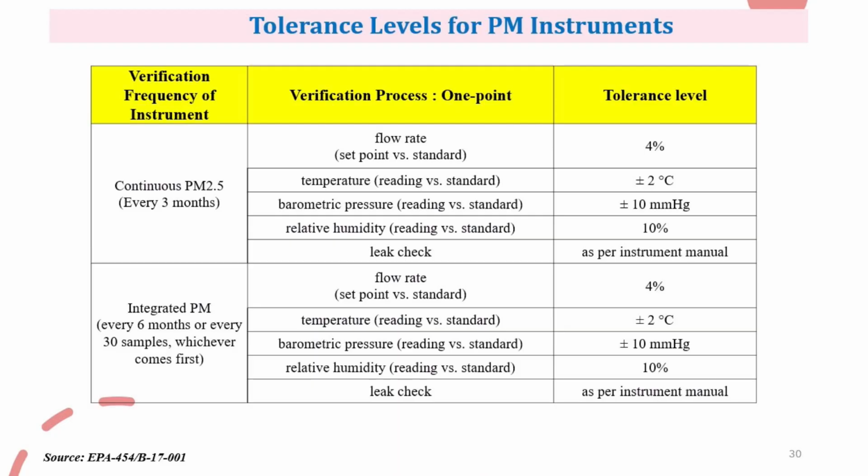These procedures are essential for data integrity in air quality monitoring. This table shows the acceptable tolerance levels for PM instruments, organized by how often we verify them and what we check. We have two types of PM instruments, continuous PM2.5 and integrated PM. The verification process includes specific things we need to check, like flow rate and temperature, along with their acceptable limits. Keeping these tolerance levels in check is essential for ensuring our air quality monitoring is accurate and reliable.